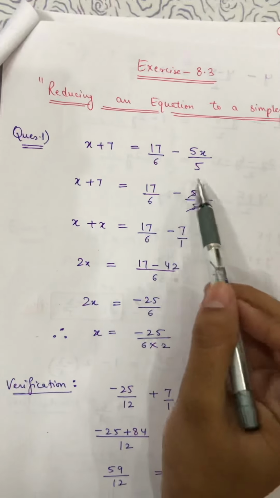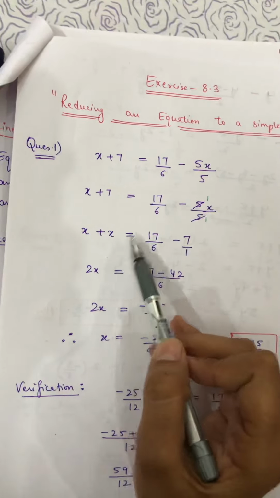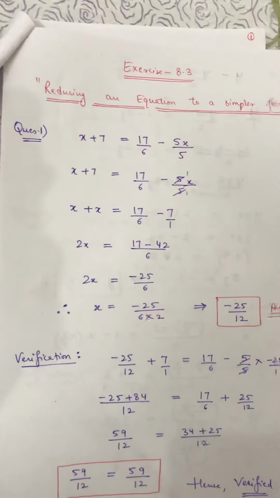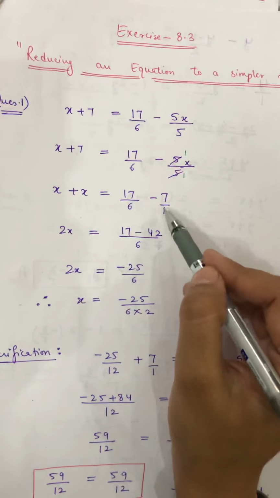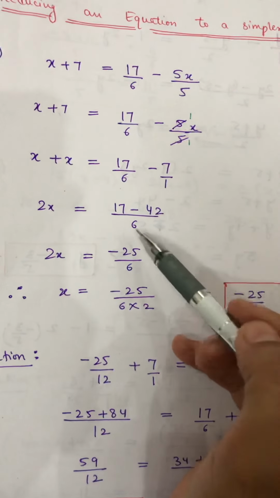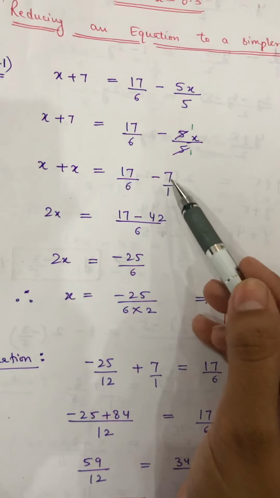Now shift your variables to the left hand side. This minus x will become plus x. This is 17 upon 6, the constant will go to that side, it will be equal to minus 7. Now take the LCM. Minus 7 means put 1 in the denominator. Now take the LCM, which will be 6. 6 ones are 6, 1 into 17 is 17. 1 divided by 6 is 6. So 6 sevens are 42.